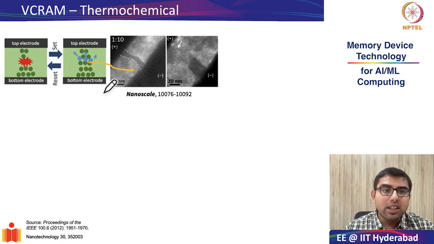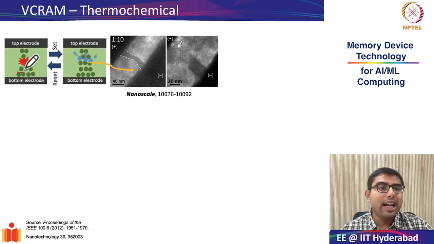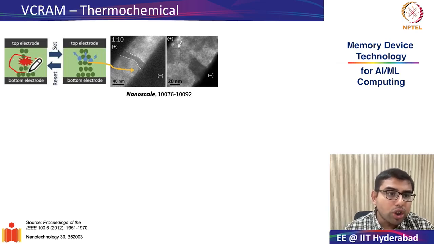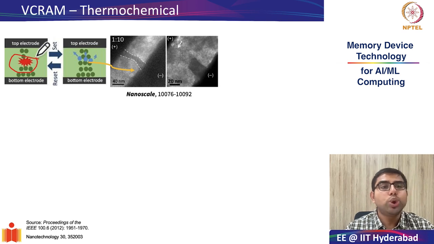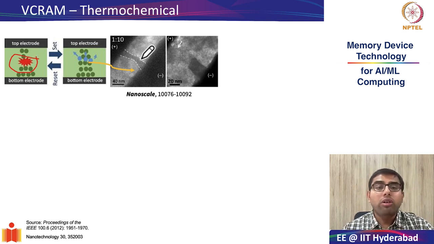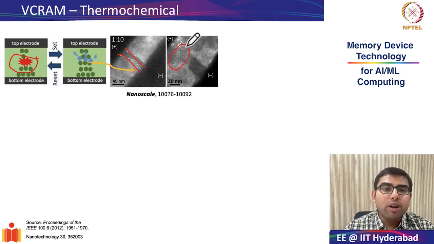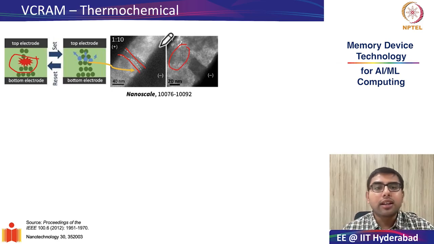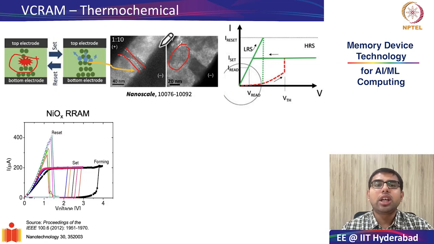As you can see in this image, thermochemical transition from set to reset happens primarily because of dissolution of the filament due to Joule heating, and that also has been shown through transmission electron microscopy. So this is the creation of a filament, and this is the dissolution when a huge amount of current was passed through this conductive filament. Next, let us look at the IV characteristics of your VC-RAM cells.